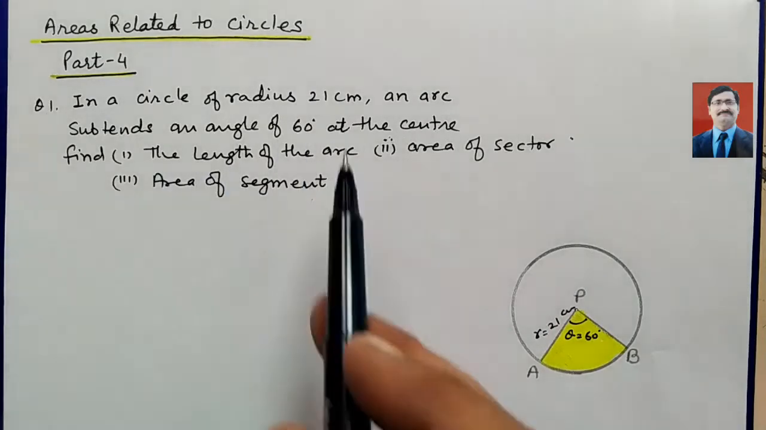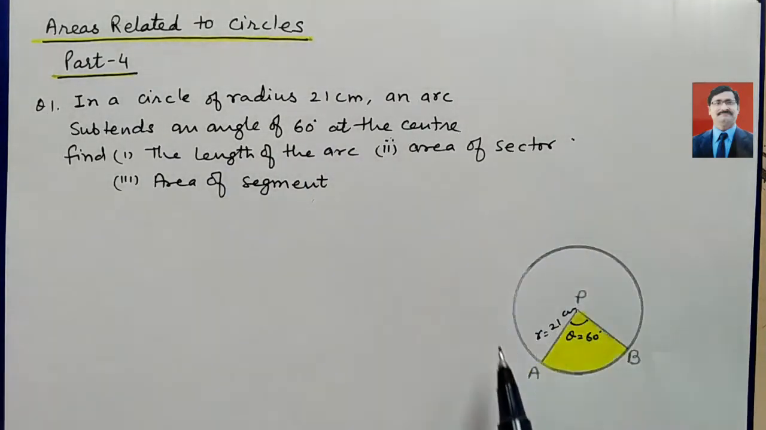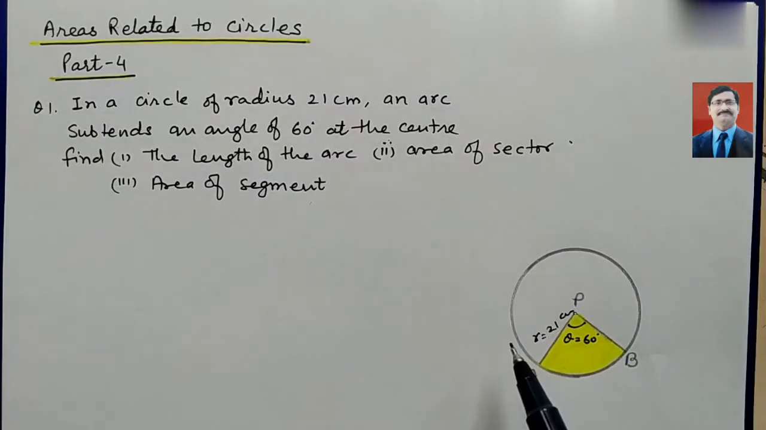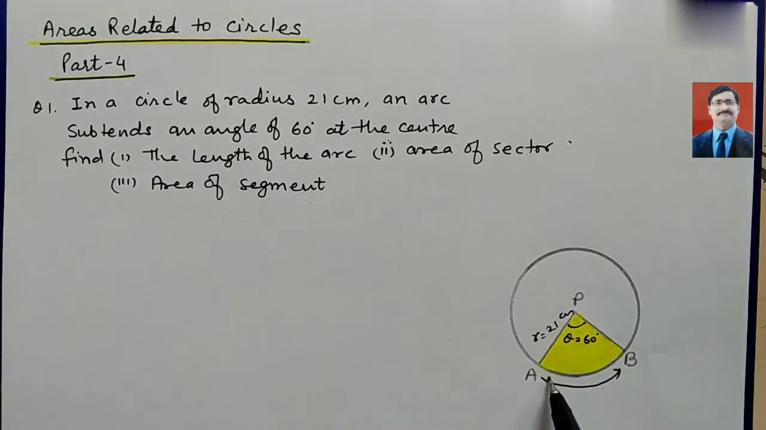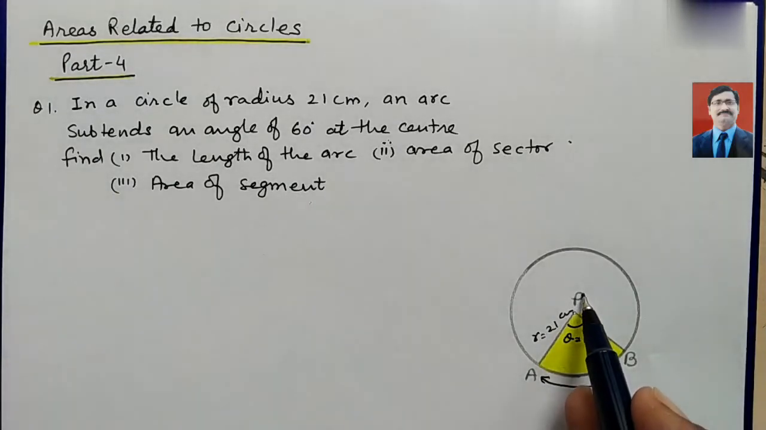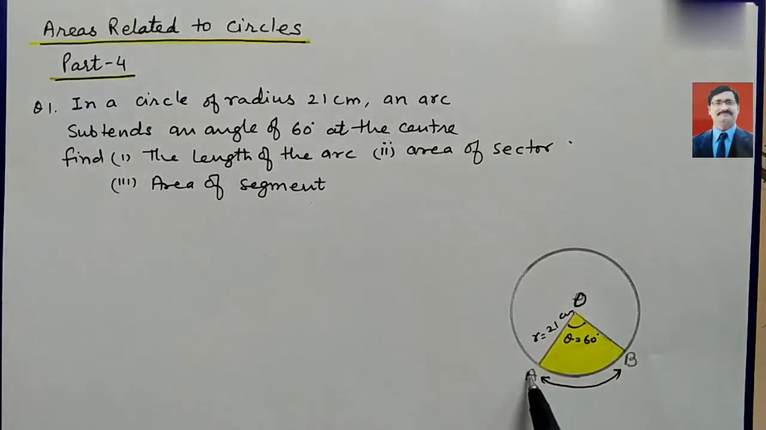Look here, we will understand by diagram. This is a circle and here the arc is AB. AB is an arc and this arc subtends an angle at the center. That center we will take as O. This is point A and this is point B. The center angle is 60 degree and the radius of this circle is 21 centimeter.